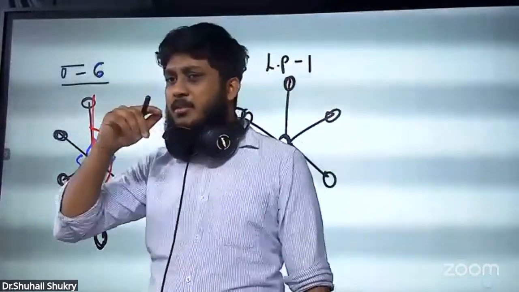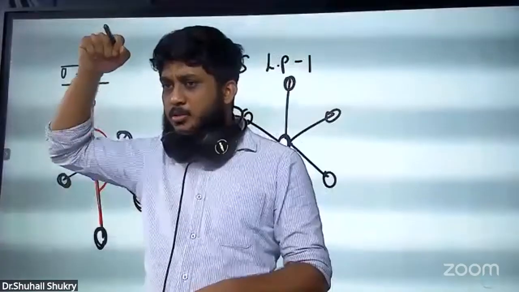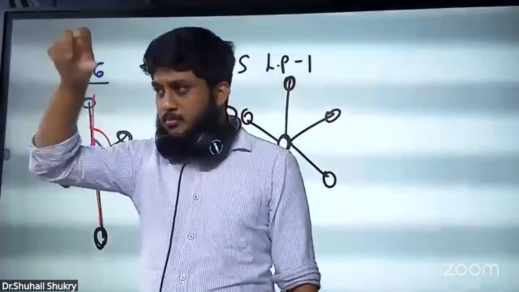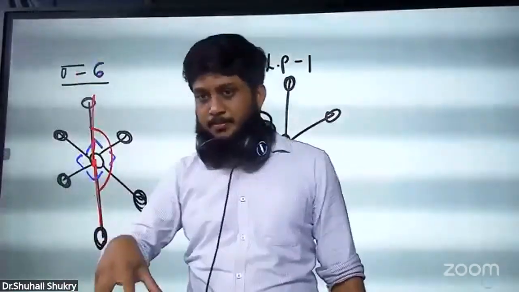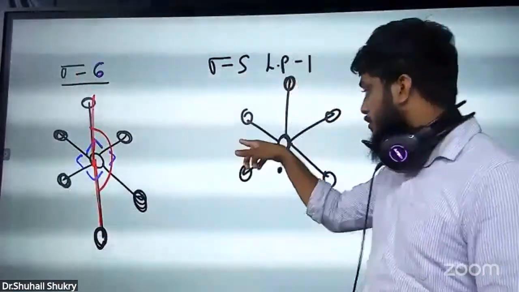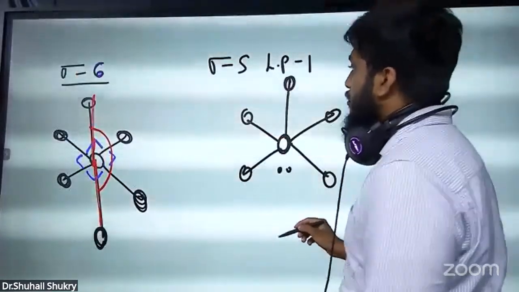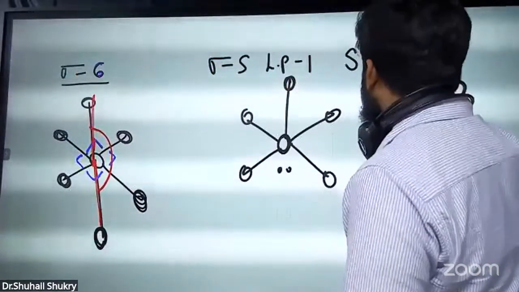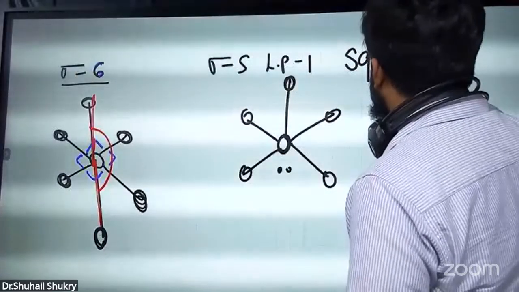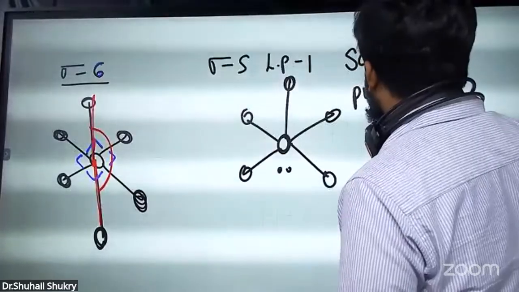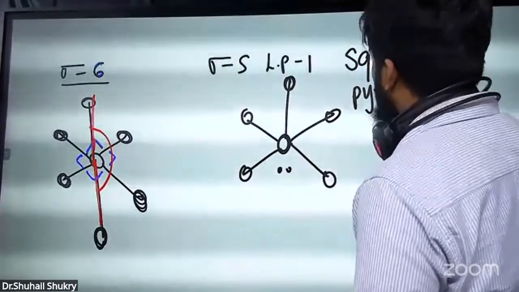Which pyramidal? When we remove something, we got a pyramidal. Can you remember the tetrahedral? When we removed one, we got a pyramidal. That one we say just pyramidal. Here we say square pyramidal. Right? Then what do we say for this one? Square pyramidal. Okay, square pyramidal.